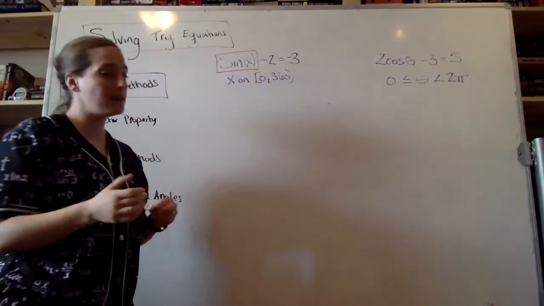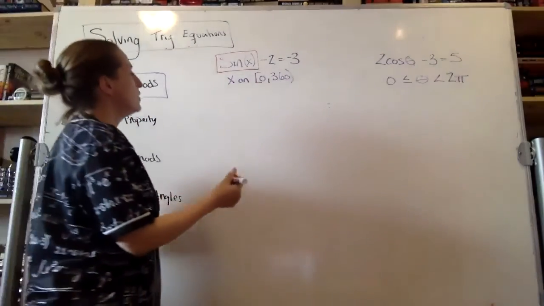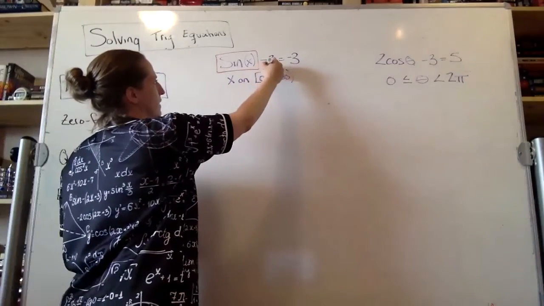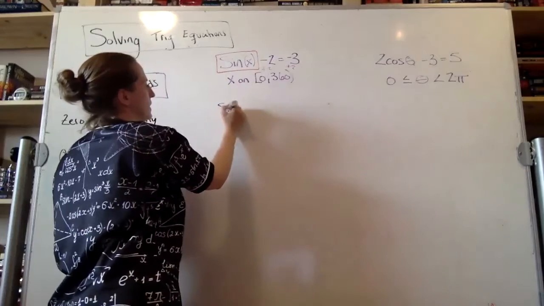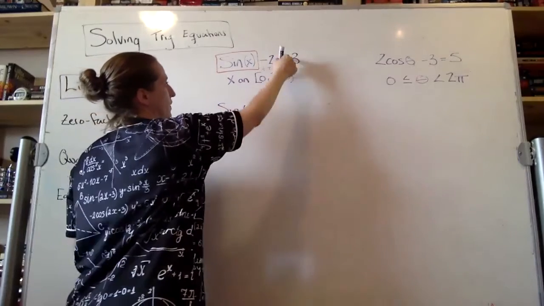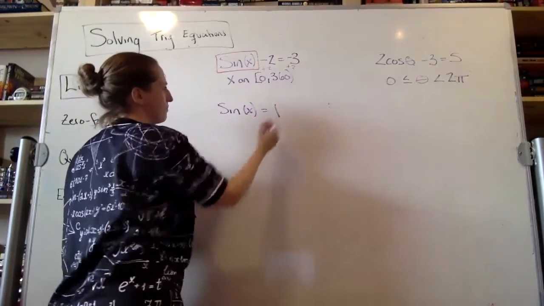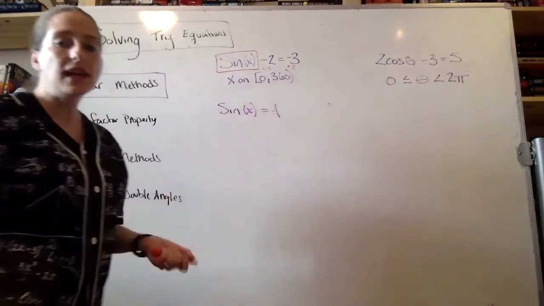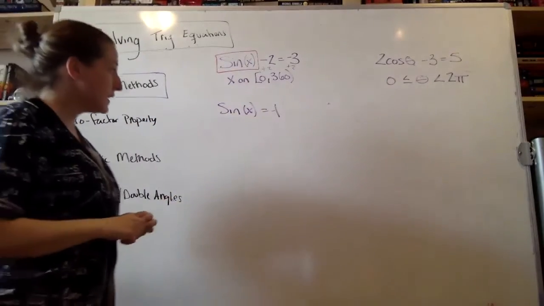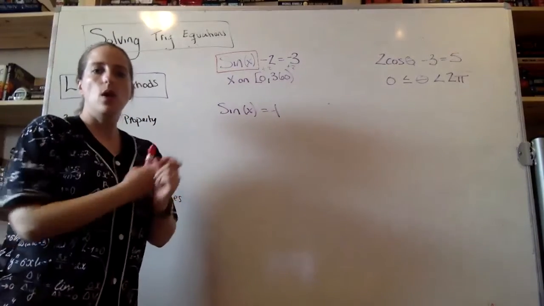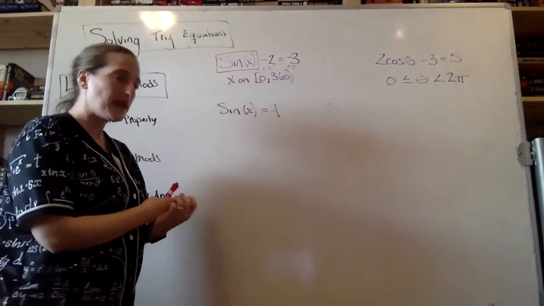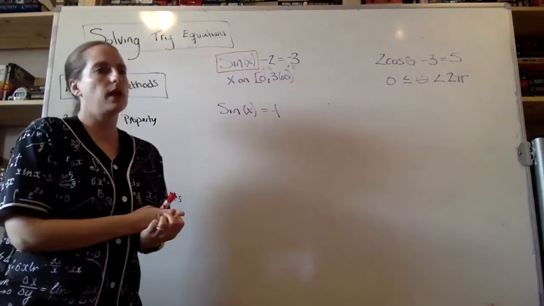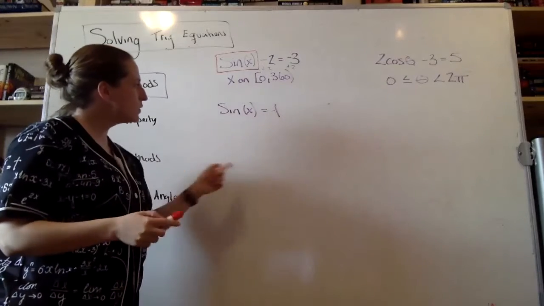In this case, I'm going to isolate the sine. I can do that by adding 2 to both sides. So I end up with sine of x equals -3 plus 2 is -1. And now I can solve. For solving these, we're going to try two things. One, we're going to try and use our unit circle. That's if we're going to get an exact answer. To get an exact answer, we're going to use our unit circle.